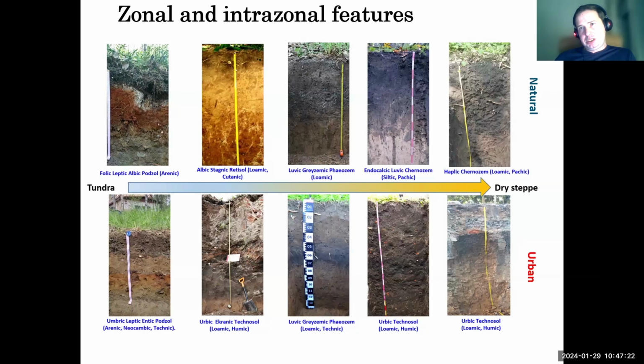In 2019, together with Maxine and other SUITMA colleagues, we organized a summer school where we traveled from the very north of European Russia to the south, from sea to sea, from the Barents Sea almost to the Black Sea. So we crossed several soil zones, and in each zone we compared natural versus urban. And this is what you can see.